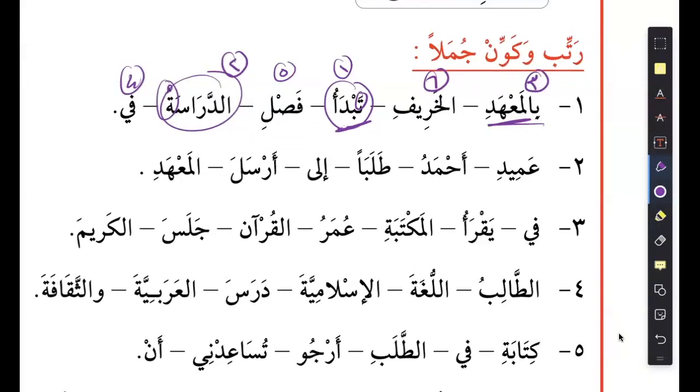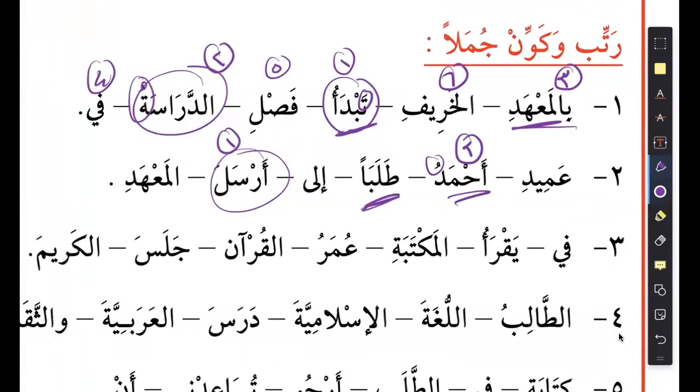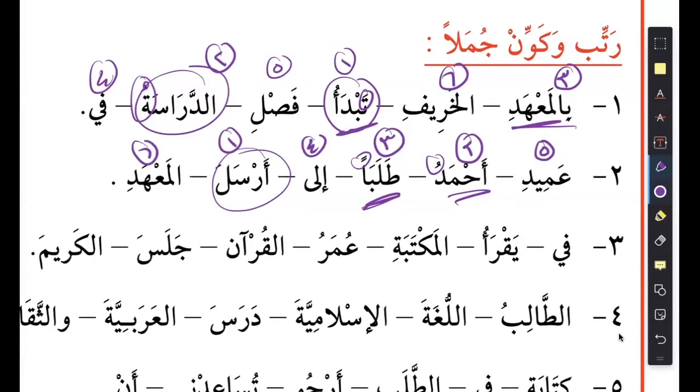So we have Amid Ahmadu Talaban ila Arsala. So we have our verb, so we start with the verb Arsala. So where is the doer? It would be Ahmad, with the dhamma, right? So we'll consider this one as the doer. So Arsala Ahmadu, Ahmad sent. So now we're looking for the object, maful bihi. So we have an object, Talaban. Okay, this is a fatha. We can say that Talaban is the object. So Ahmad sent a request to ila Amid, the dean of Mahad.